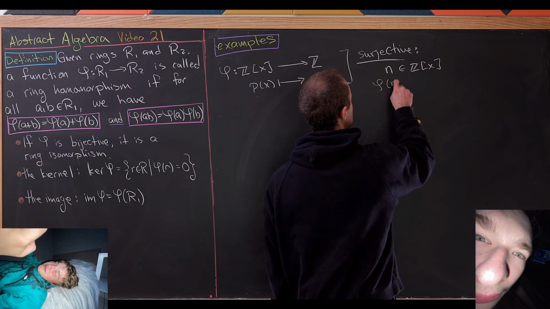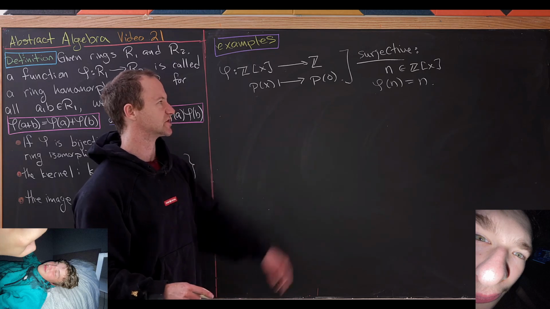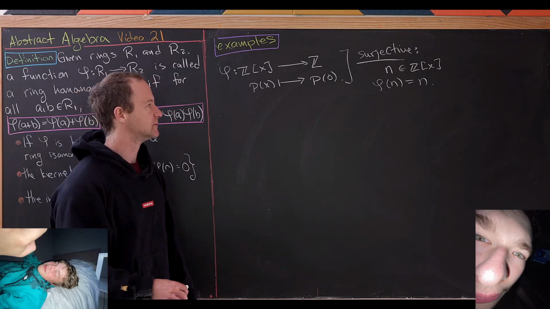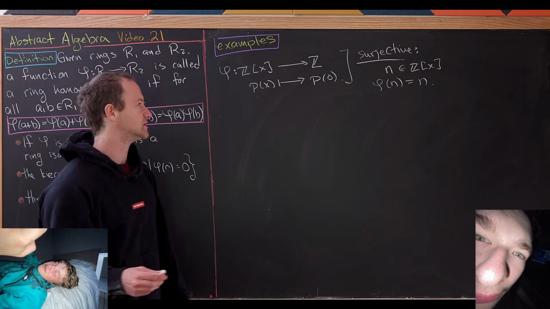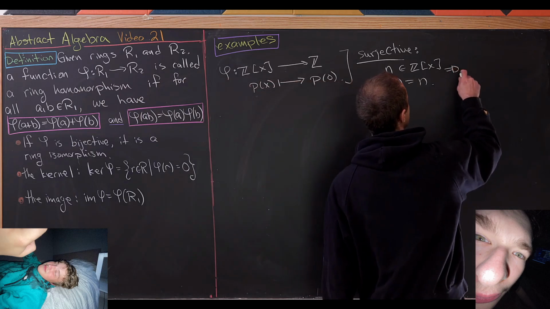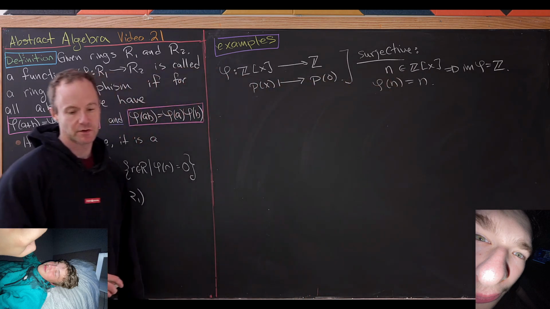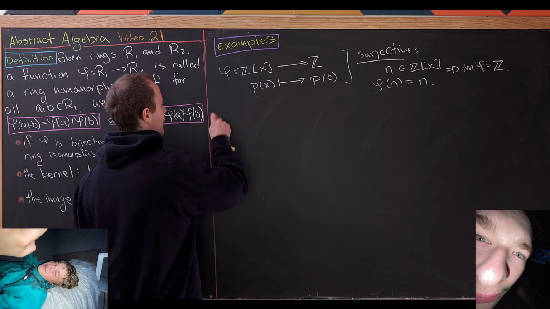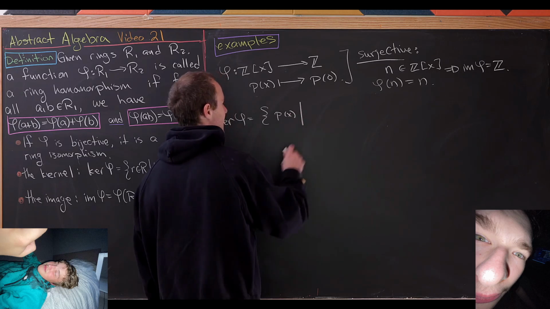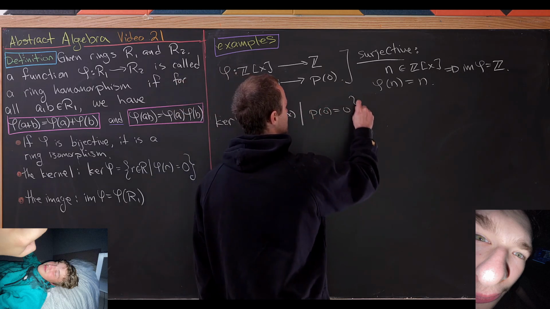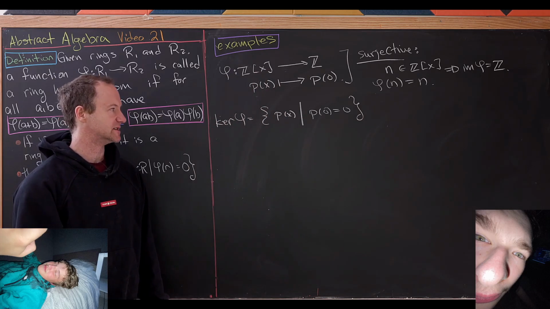And then notice that phi of n will be equal to n, because if you set all of the x's equal to 0, which is essentially what this is doing, nothing happens. But that allows us to take any integer and map onto it. So all of this tells us that the image of phi is in fact just all integers. Okay, so that's good. Now let's find the kernel. So the kernel of phi, that's going to be all p of x such that p of 0 is equal to 0. So in other words, when you evaluate this polynomial at x equals 0, you simply get 0.